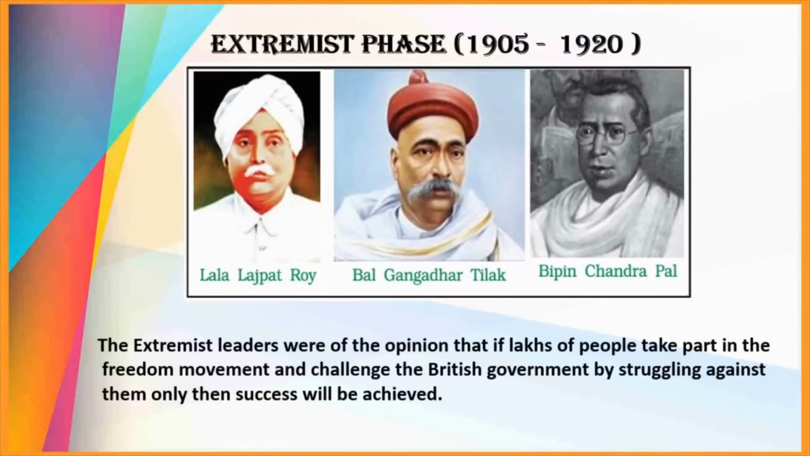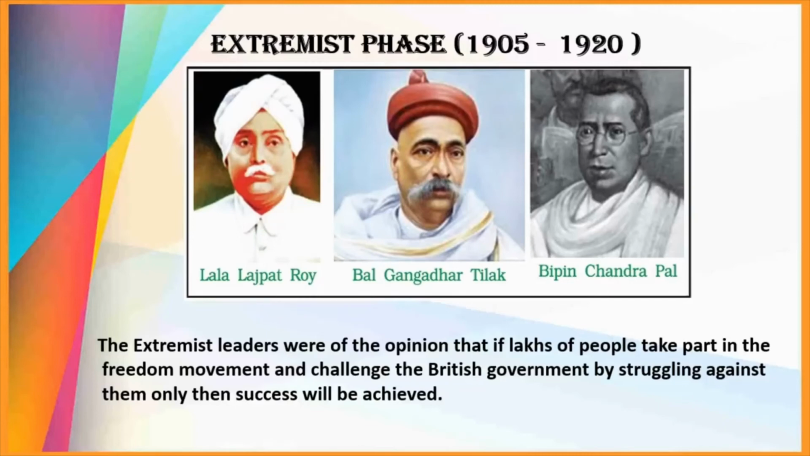Now let us see about the extremist phase. The period of 1905 to 1920 is known as the period of extremists, or we call it the extremist phase. What is meant by extremist? The leaders of Indian National Congress who believed in severe struggle. Severe means a strong or strict struggle to attain freedom, and they were known as extremists.